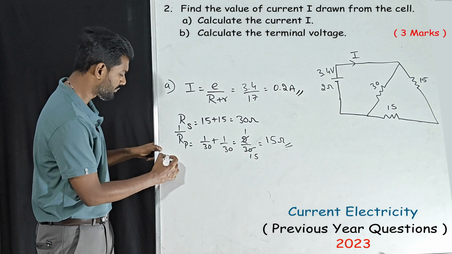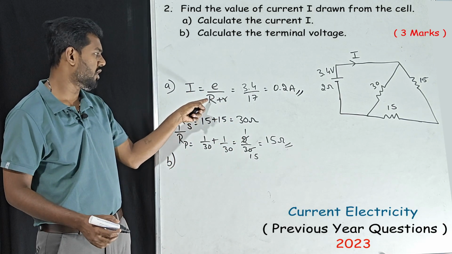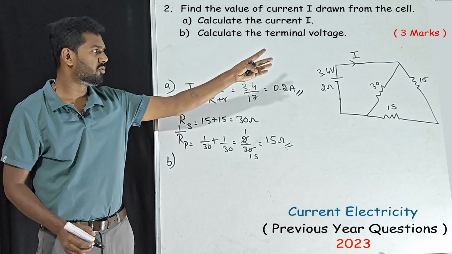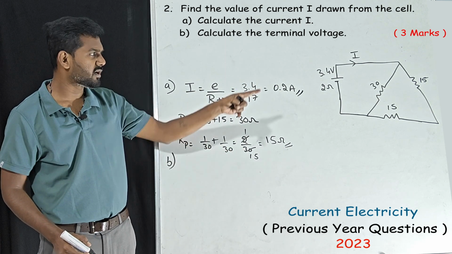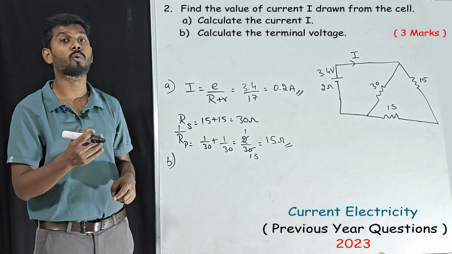That's it. If you know the method, these kinds of questions are very simple. So first you need to know R plus r. If you know this formula, you do it in any way, calculation method or logical method, you will get the full mark. Then calculate the terminal voltage.